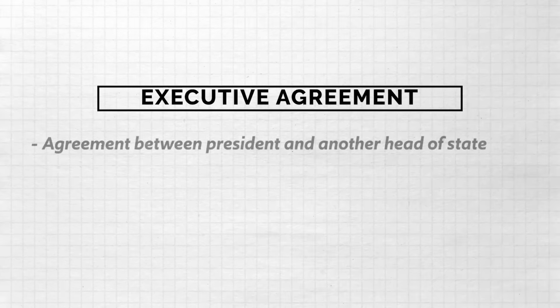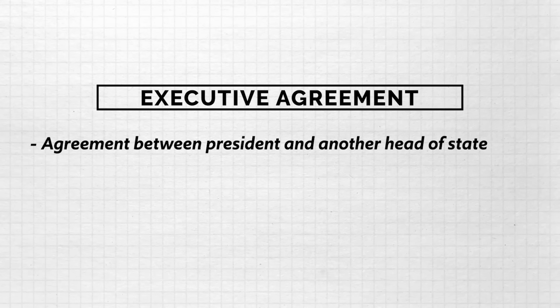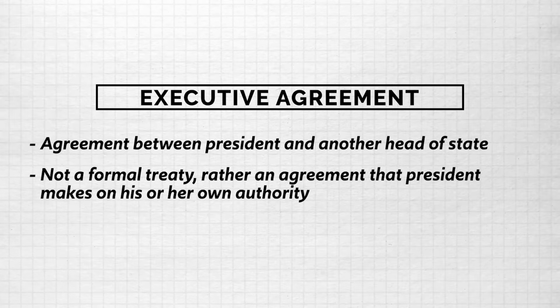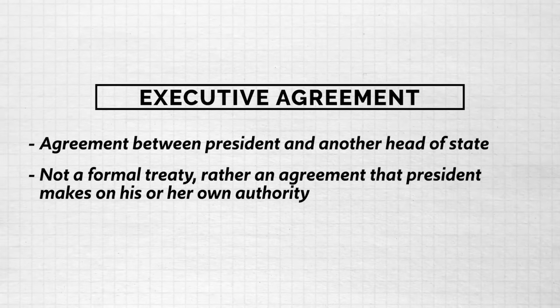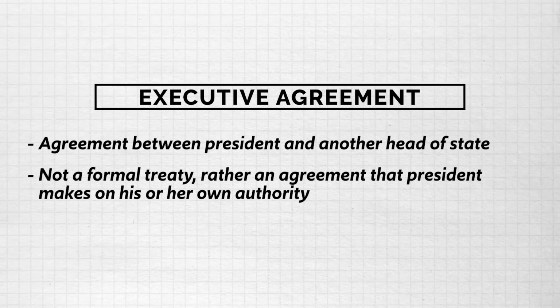Okay, the last informal power you should know is the power of executive agreements. And these are just agreements between the president and some other head of state, and it's not some formal treaty which constitutionally would require Senate approval. Rather, it's an agreement that the president makes on the president's own authority. For example, I mentioned in another video how President Obama entered the Paris Accord on climate change by means of executive agreement and not by treaty, which was an impossibility since the Senate was against this move.